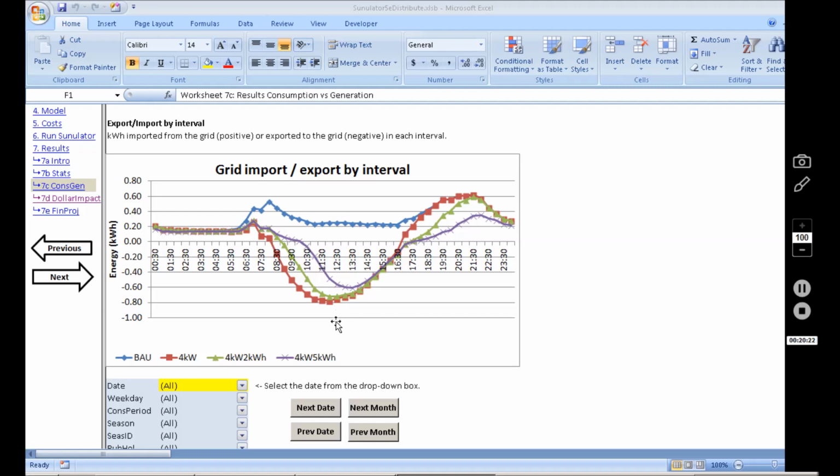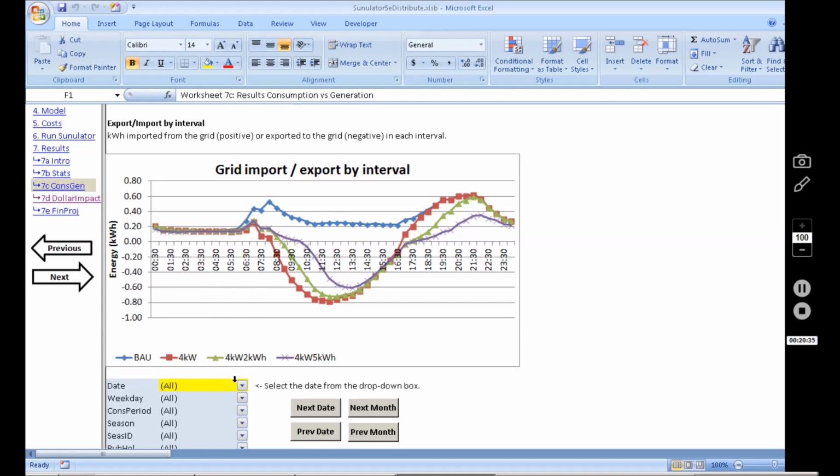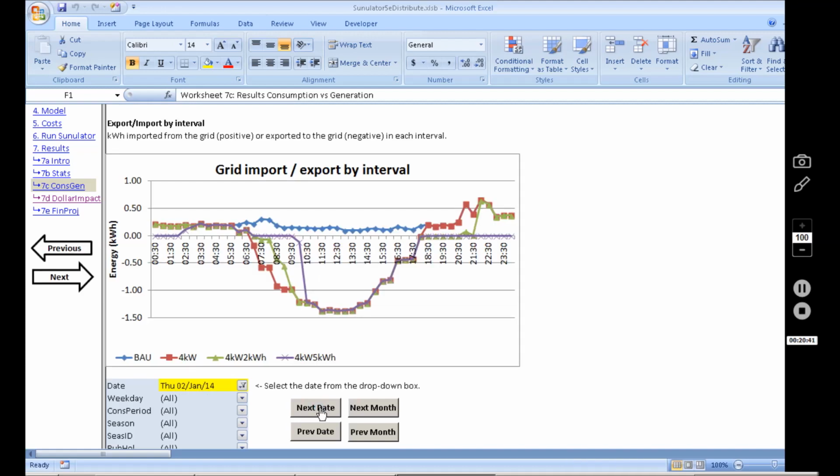Now I've built in a nice feature here. You can either click on the date and choose a particular date in the whole year period that you want to look at in detail, or we can just click on this button, next date, and it's moved us to the 2nd of January. So now we're looking at one specific day, and you can see the lines are not so smooth anymore. It's not averaging out over 365 curves. It's a specific curve that it's simulated.